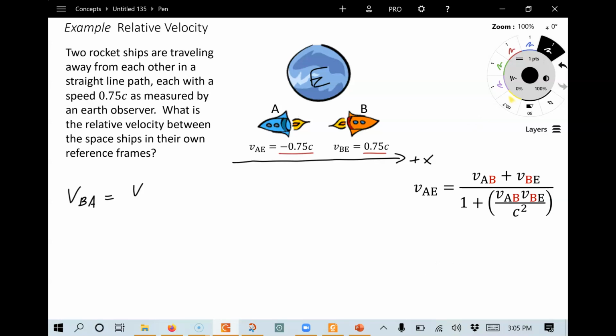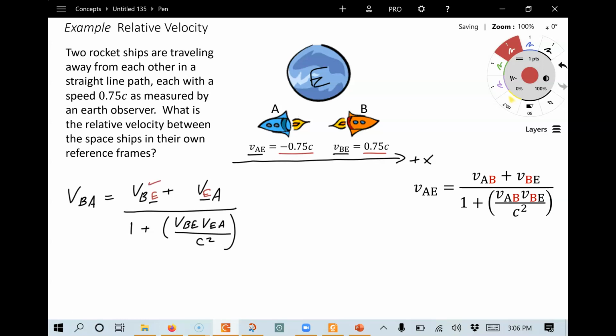So this is going to be V plus V, and I'm going to put a B and an A on the outsides, and on the inside goes the one that we haven't used yet. What's that? That's Earth. And then the denominator, we do the same thing again. It's going to be 1 plus the product now of these two V's, same order of subscripts, divided by c squared. Now let's look at what we have. We have AE and we have BE. So it looks like we're good here, BE. But this is opposite, right? This one we've got to switch. And we also got to switch it here.